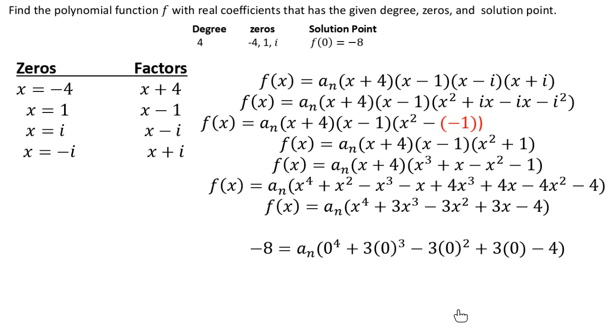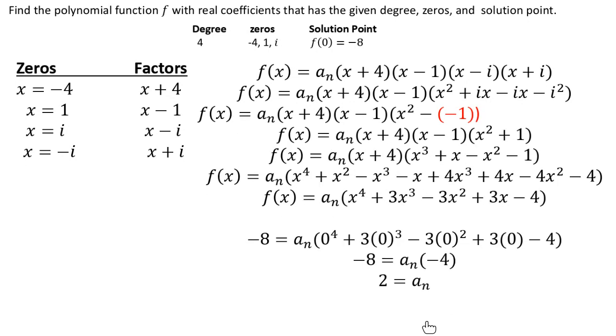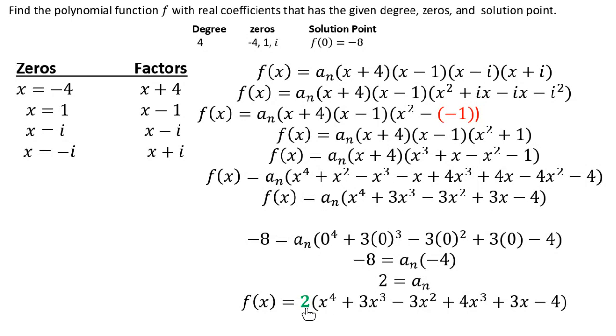If I do that, then this is 0, that's 0, that's 0, and that's 0. So we're left with negative 4. We're going to divide by negative 4, so we get 2. That tells us that this number out here is a 2.